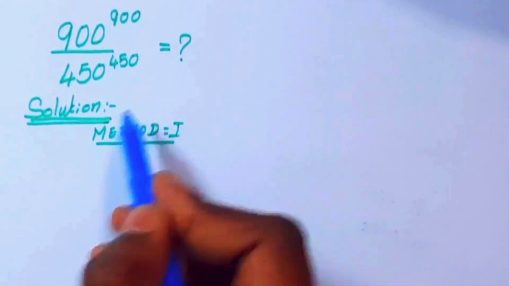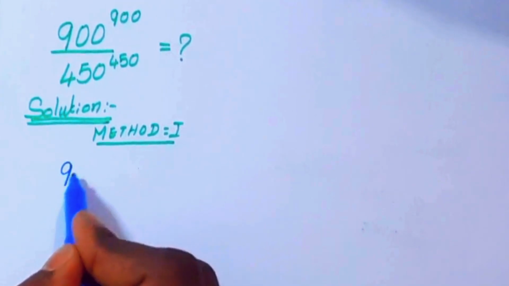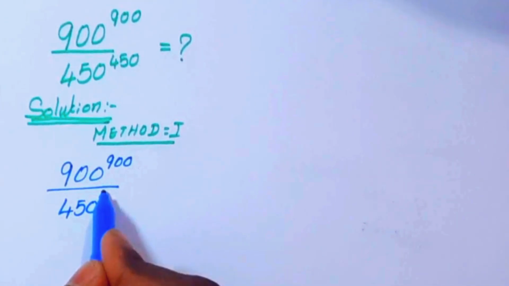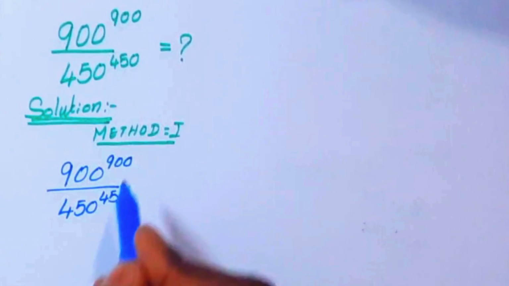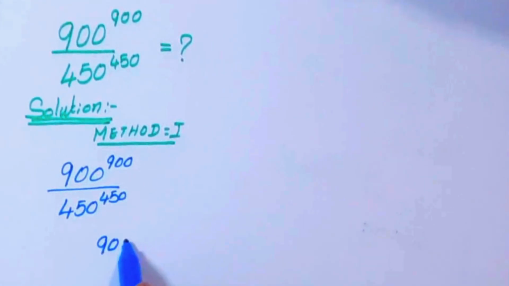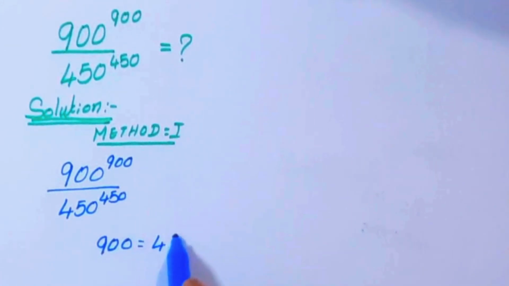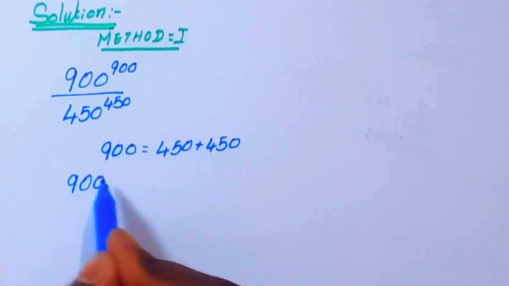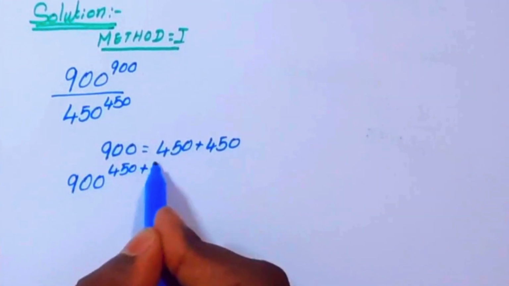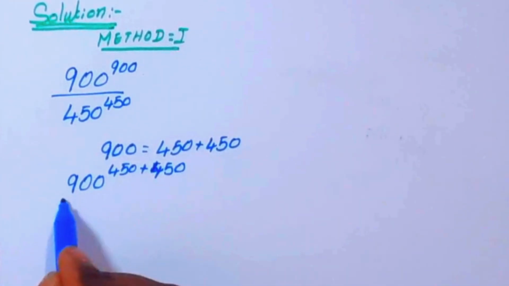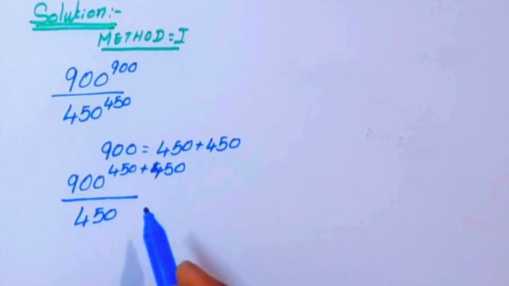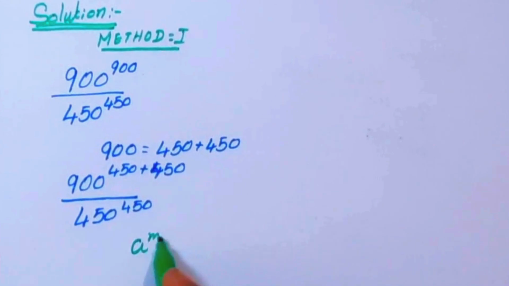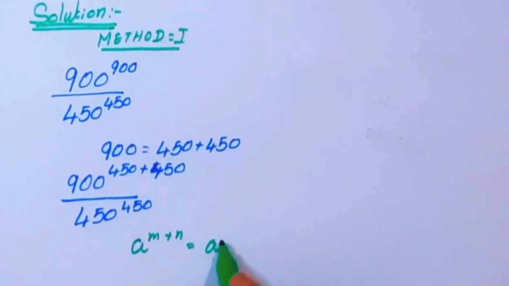Today we are going to solve this problem in two methods. Solution. In method 1, 900 power 900 by 450 in power 450. Now this 900 power can be written as 450 plus 450. So 900 power 450 plus 450 by 450 in power 450. Now this expression identity is a power m plus n equal to a power m times a power n.